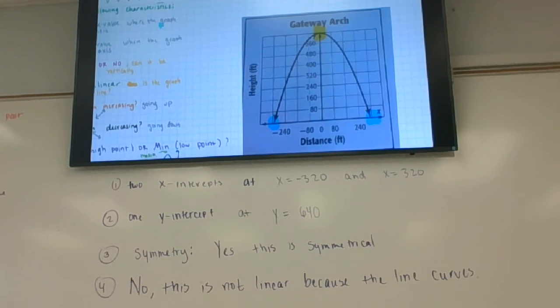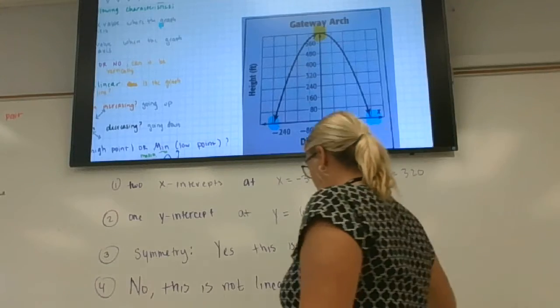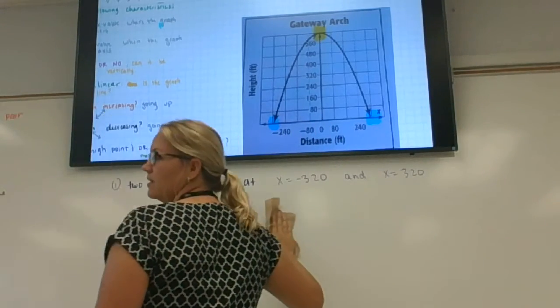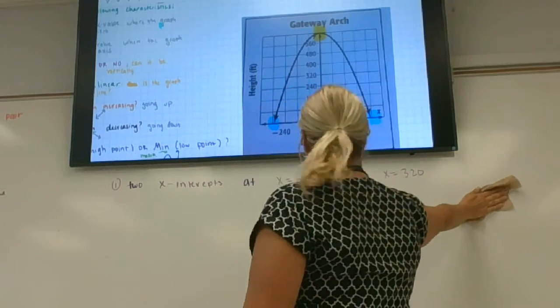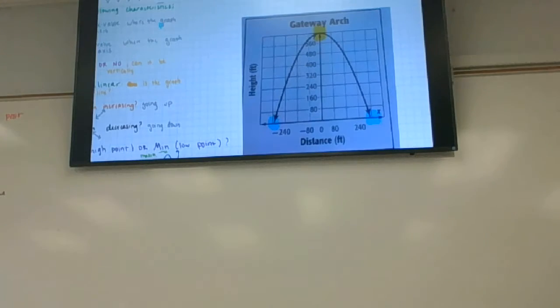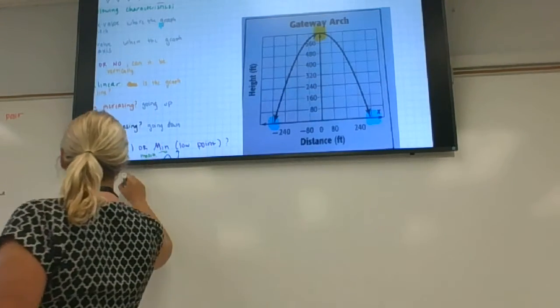So what's the fifth thing we have to describe? Is it increasing, going left to right? It's increasing and decreasing at the same time. Not at the same time. No, it goes up and then down. If it was the same time, it would be different.